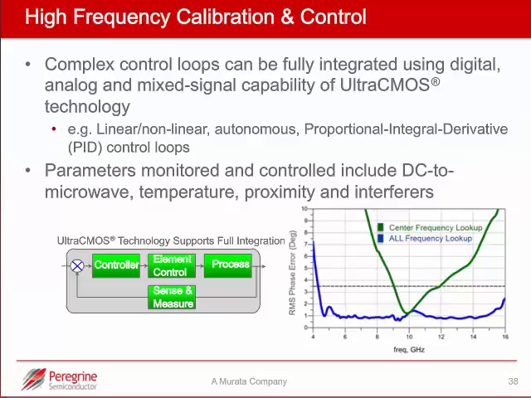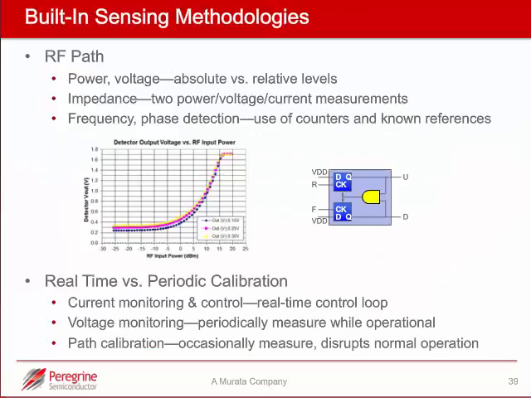So there's a number of different things that could be sensed. And this next slide attempts to walk you through some of the options that we've demonstrated in the past. For the RF path, monitoring power and voltage, whether it's absolute or relative, and then also looking at impedances. So this could be two power, voltage, and current measurements to understand what's going on from an impedance perspective, and then frequency and phase detection. So use of counters and known references. And what's shown is a basic power detector and a very simple phase detector circuit.